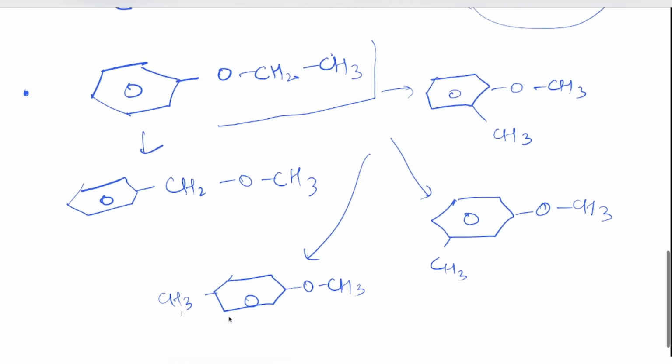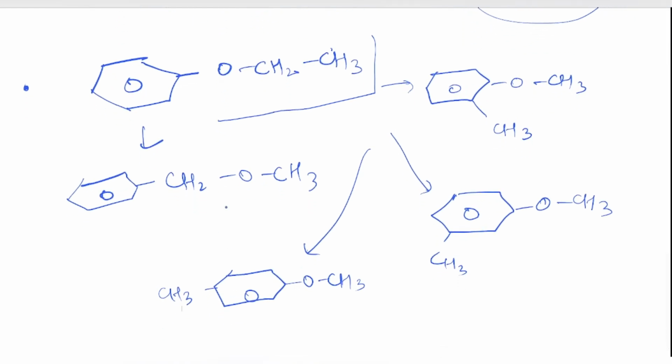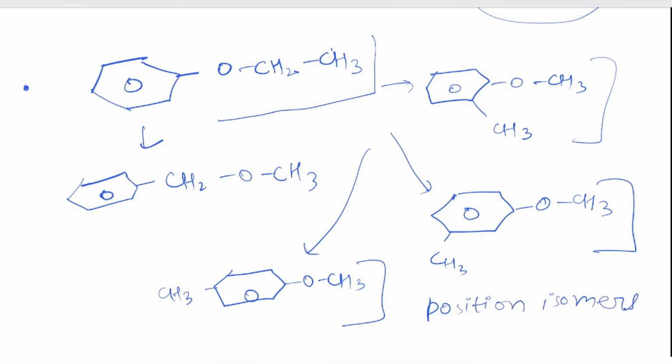Okay, so even though these are all different compounds, these are all meta-isomers of this compound. Now let's talk about these three, this one, and this one. These three are actually position isomers of each other. Why? Because the position of the methyl group is changing from ortho to para to meta. And they are all meta-isomers of the former molecule, this one.